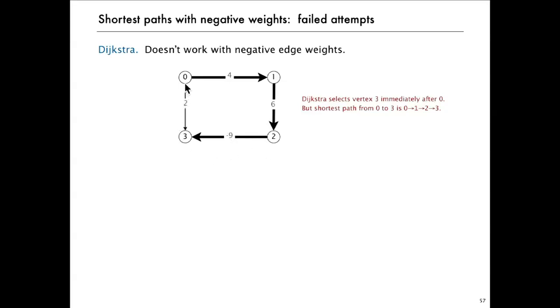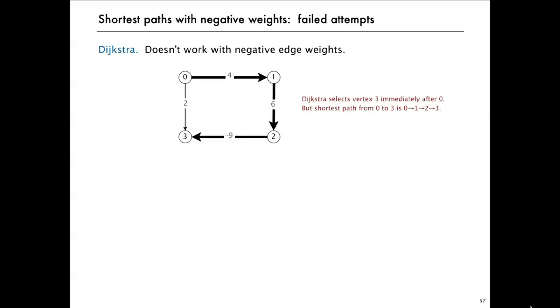What Dijkstra's algorithm will do is just immediately select vertex 3 and never revisit that decision, saying the shortest way to get from 0 to 3 is to take this edge 0, 3, which has weight 2. But the actual shortest path goes over to 4, and then over to 1, and down to 2 for a weight of 10, and then the -9 makes it 1. So there's a way to get from 0 to 3 with path weight just 1 because of the -9, but Dijkstra's algorithm won't find that. So that's not going to work.